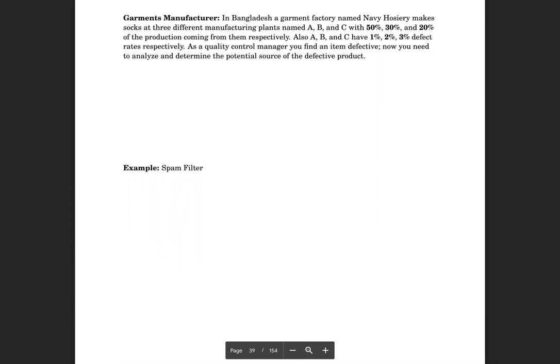All right, so in Bangladesh, a garment factory named Navy Hosiery makes socks at 3 different manufacturing plants named A, B, and C, with 50%, 30%, and 20% of the production coming from them respectively. So A makes 50% of the production, B makes 30%, and C makes 20%. 3 plants.